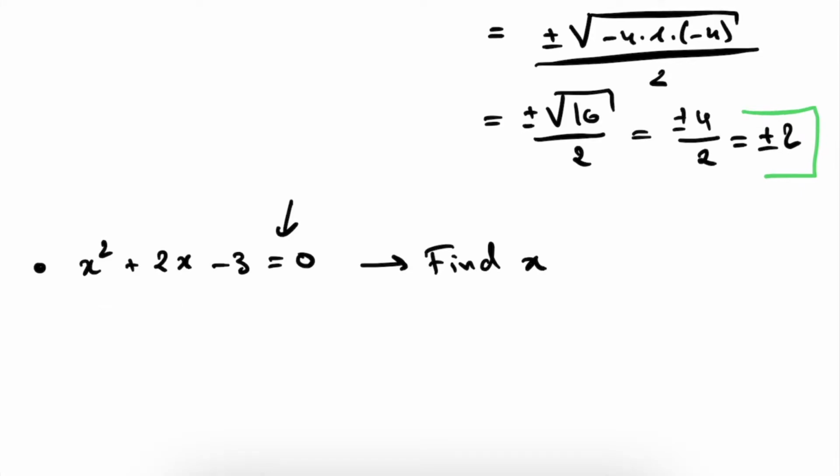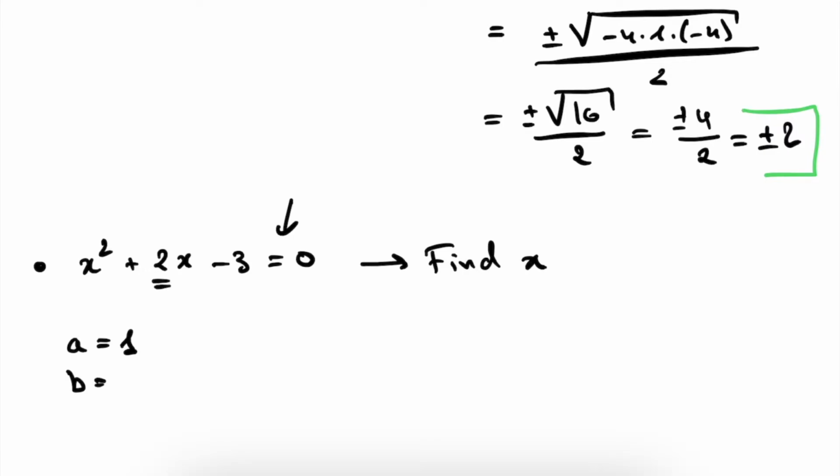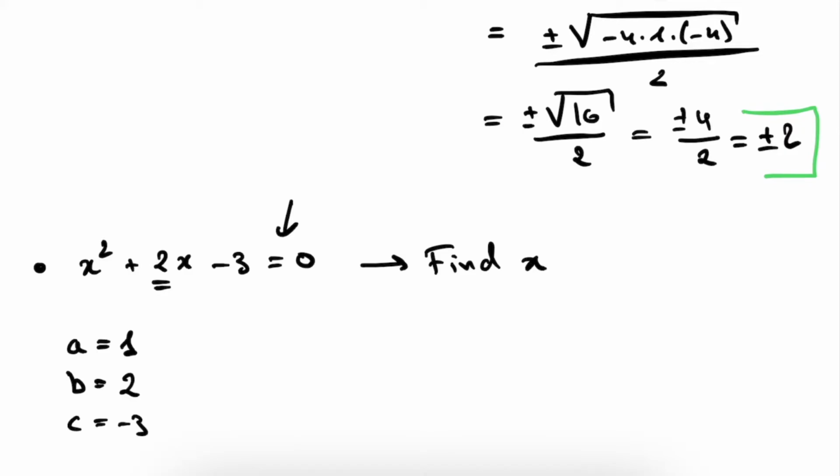Let's just look at this equation and first determine a, b, and c. We see that a is equal to 1 here, which is basically in front of this x squared. B is the number in front of x, which we see here is 2. So b is 2. And then c will be the number where there is no x. In this case, it is minus 3. So c is equal to minus 3.